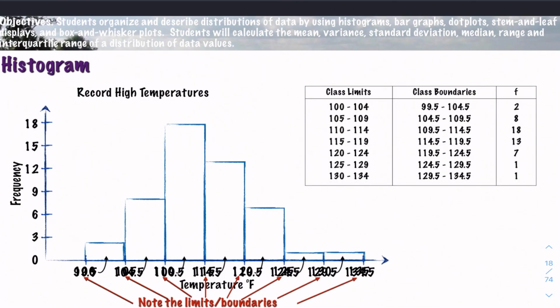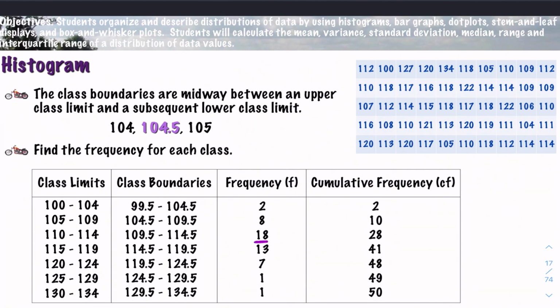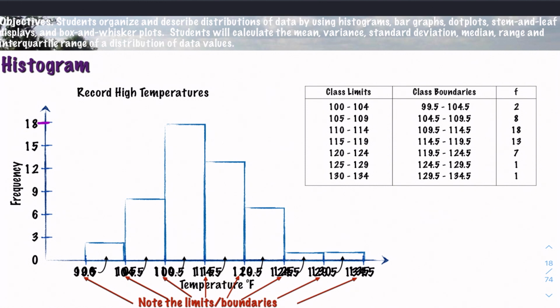Then we're going to go about constructing our histogram. So our largest value of frequency is 18, so our highest value is going to be 18 on our y-axis. We're going to label our y-axis frequency, and we're going to count by 3s. Our first class limit is 99.5 to 105.5. Then 109.5, 114.5, 120.5, 125.5, 130.5, 135.5. Those are our class boundaries. And then in there, we are going to put our bars.